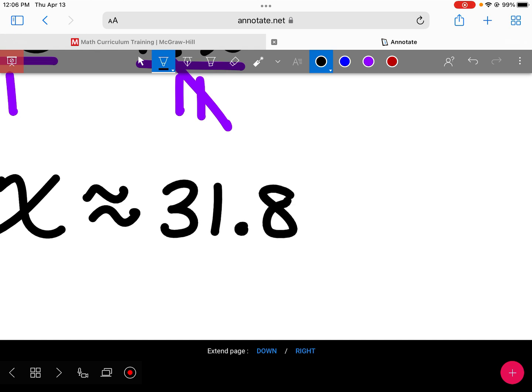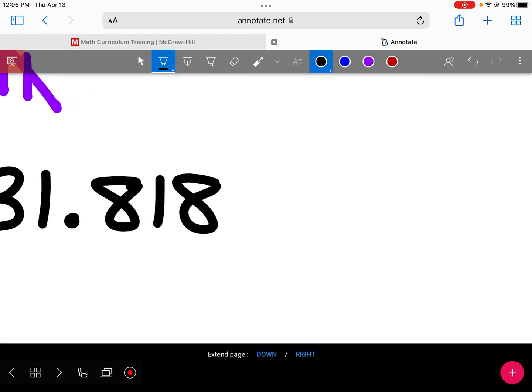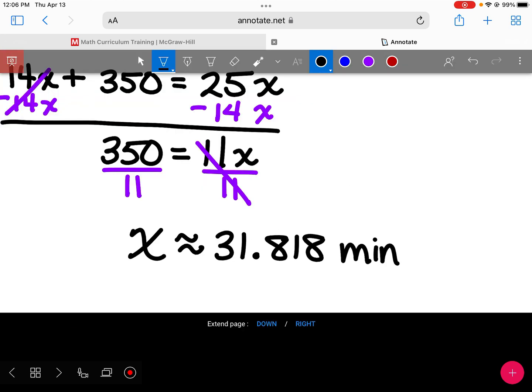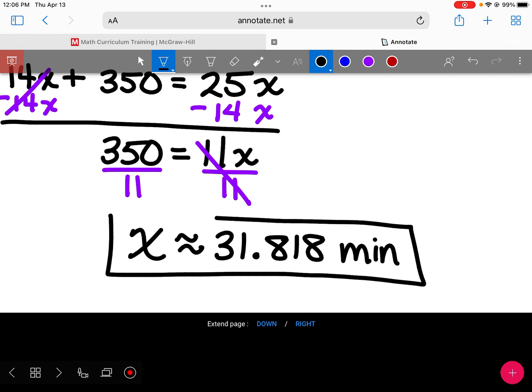$31.818. What kind of units should we put with that answer? Minutes. Again, this has got to be a Costco size bag.